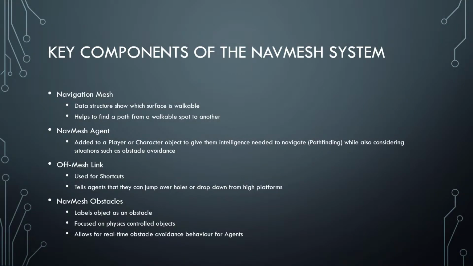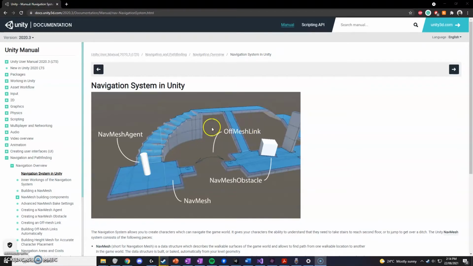Now, an off-mesh link is an integral part of the behavior of agents. They are like signposts letting agents know that there is a shortcut. Hence, off-mesh links allow agents to do things like jump over a hole or drop down from a cliff or platform, mainly when it is quicker to do so.